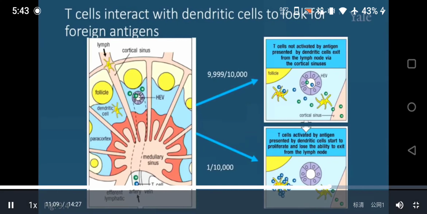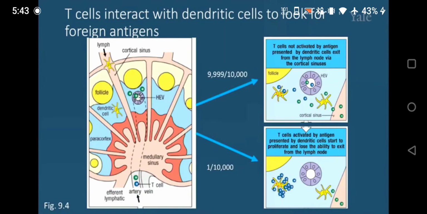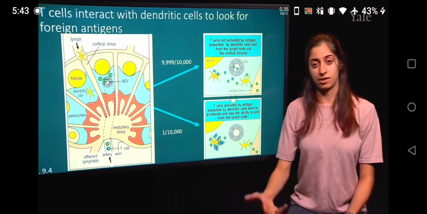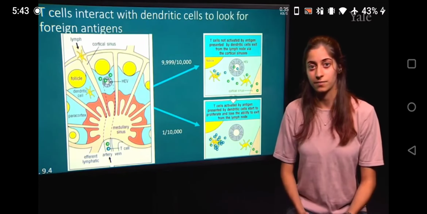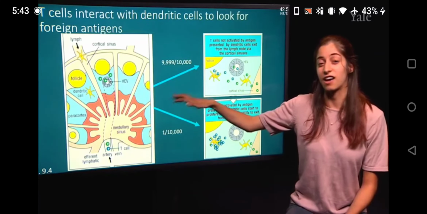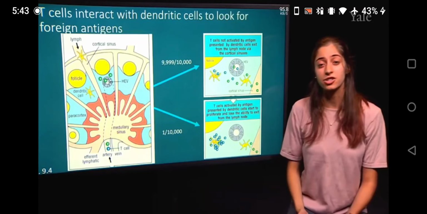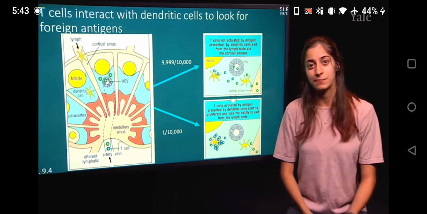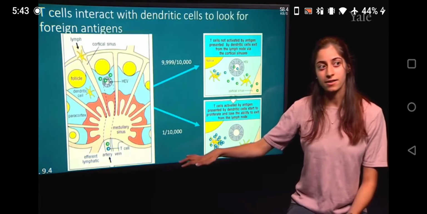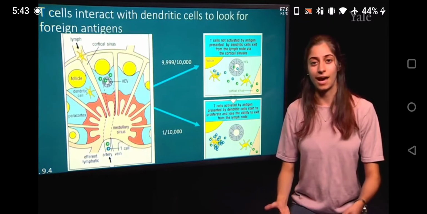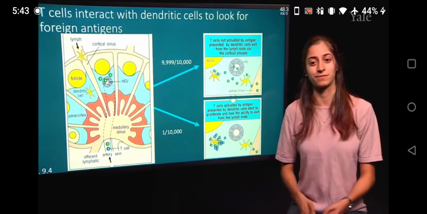You'll remember from previous lectures that there is a large amount of diversity in TCRs and in our T cell repertoire. Because of that, there's actually a very low number of T cells that will recognize any given antigen presented by the dendritic cell. So this means that 9,999 cells out of 10,000 will not recognize the antigen presented by the dendritic cell and will instead leave the lymph node and go on their merry way. 1 out of those 10,000 cells, however, will recognize the antigen presented by the dendritic cell and will stay, mounting the adaptive immune response that will protect you from infection.